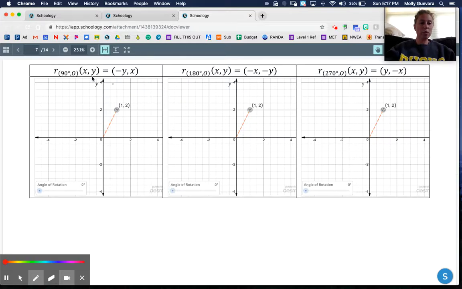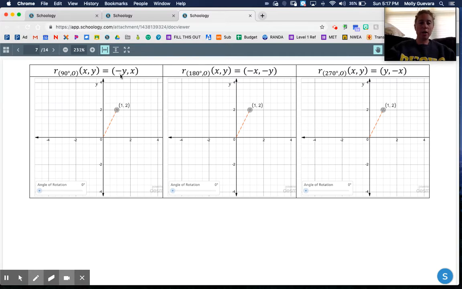And I gave you the rules here, which is kind of nice. Notice that the degrees here are all positive. So that means I'm going to be rotating counterclockwise. So if I'm rotating an image or a pre-image, a point in this case, 90 degrees, and this is an O. It looks like a 0. It's an O. It stands for origin, right? So I'm rotating 90 degrees around the origin, which is the 0, 0 point.